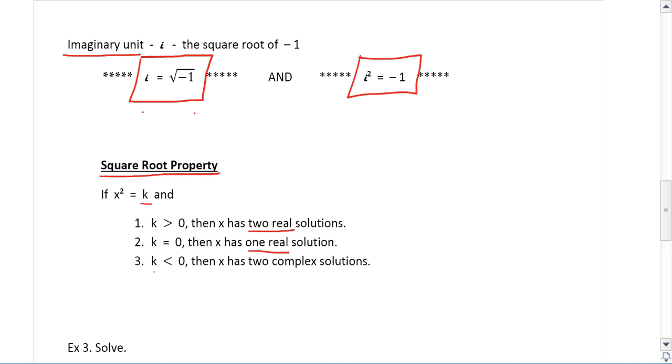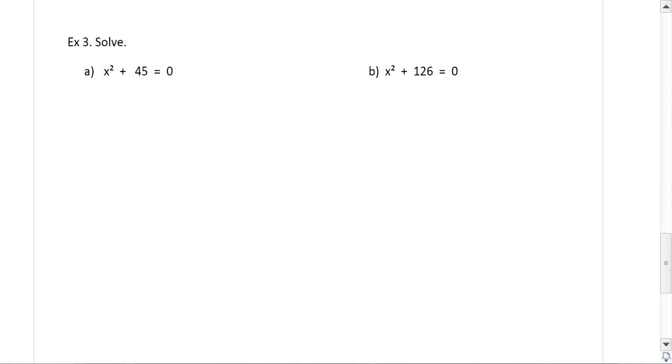And in step 3 here, if k turns out to be negative, meaning it's less than 0, then we have two complex answers. In other words, the answers have i in them. When an answer has i in it, it's called a complex number because often there's an imaginary part and a real part. So that's just 3 possibilities that can happen when we're solving quadratics. Let's look at some examples where we will have some negative square roots.